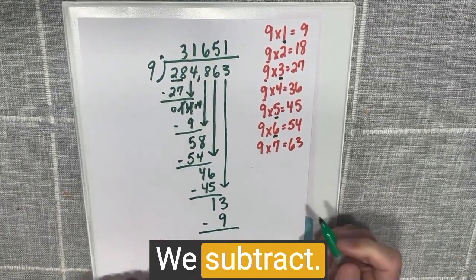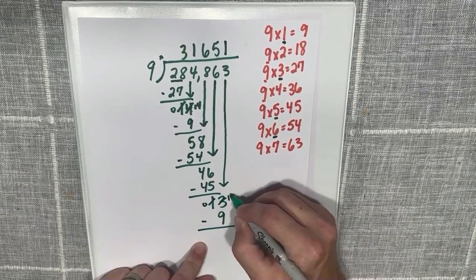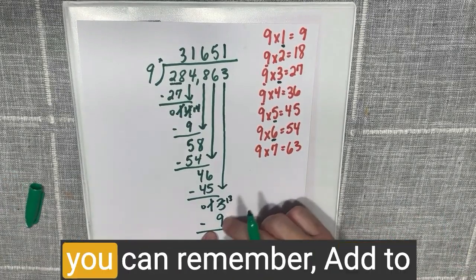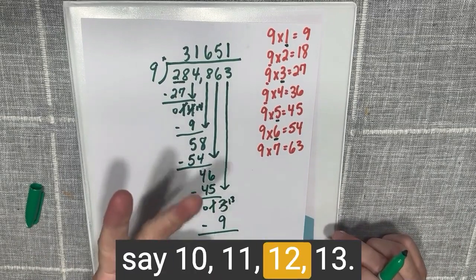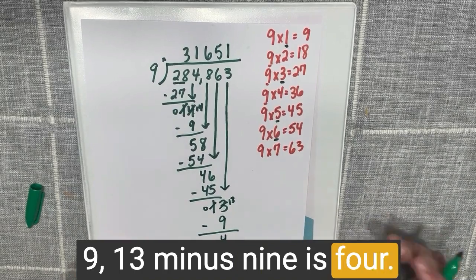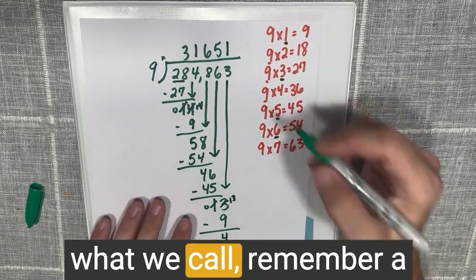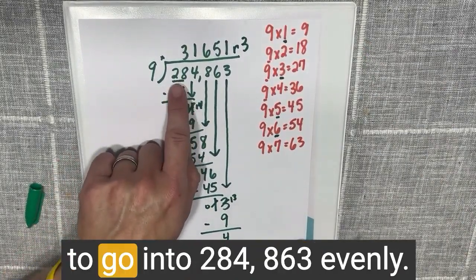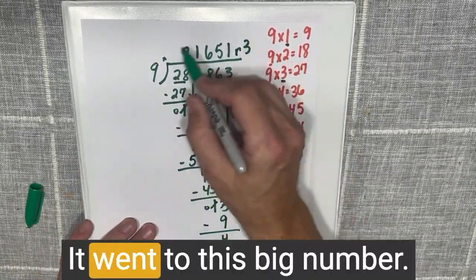We subtract, and again, we could regroup here, but it's basically going to get you in the same boat. And then we say 13 minus 9. If we don't know that right off the top of our head, you can remember, you add to figure out the difference. You could actually say 10, 11, 12, 13, and we would say that 13 minus 9 is 4. And so there's nothing else to bring down. That means that this 4 is what we call, remember, a remainder. That just lets you know that 9 was not able to go into 284,863 evenly. It went into this big number.